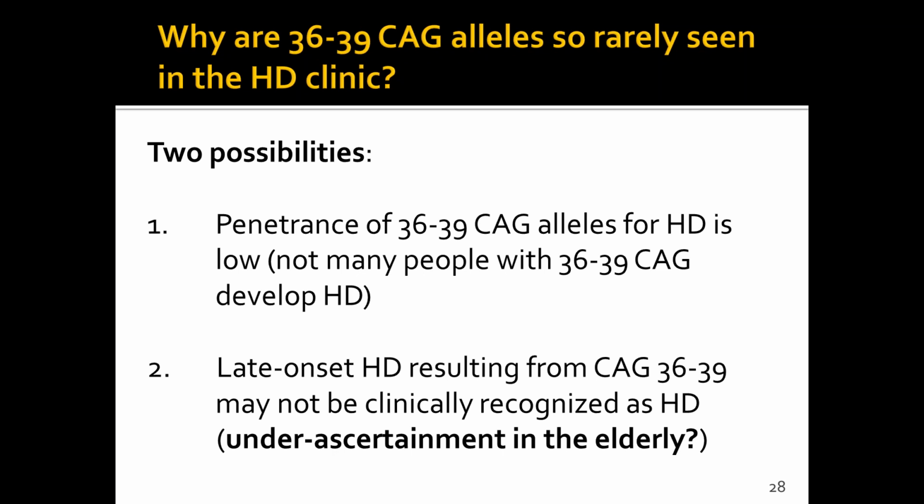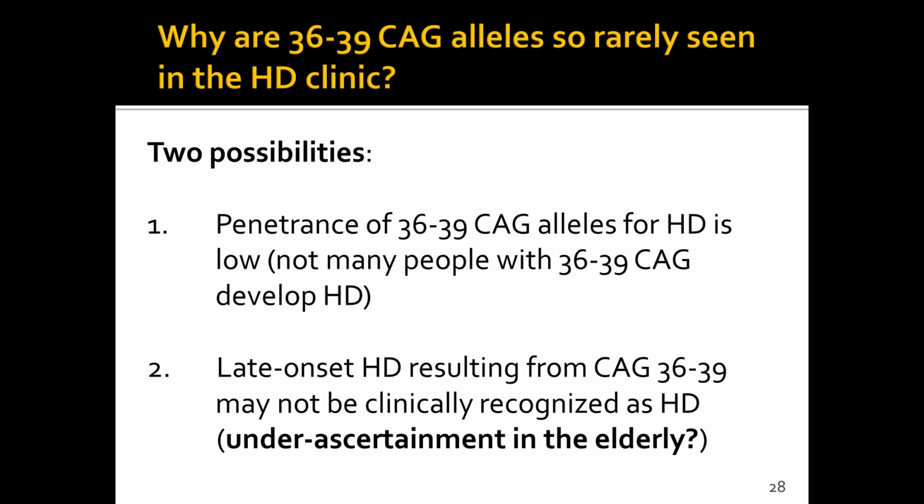A secondary explanation that is quite interesting that we're exploring is that late onset HD, so HD over the age of 60, that results from 36 to 39, if you remember the curve that I showed you before, may not actually be recognized as Huntington's disease. Many times people who have 36 to 39 are the very first person in their family who have HD. They don't have a family history of HD.